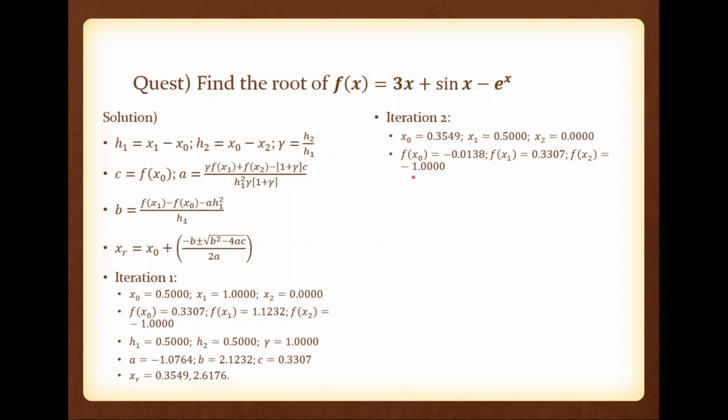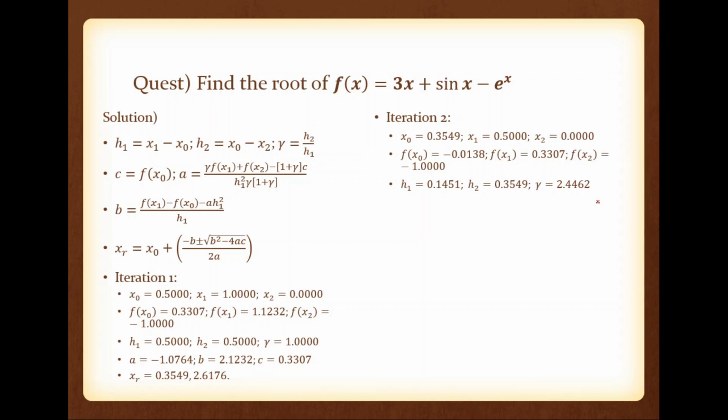Now what do you have to find? The next one is, you have to find h1, h2, then gamma. What is h1? h1 is x1 minus x0. Similarly, what is h2? This is x0 minus x2. So here, h1 is equal to 0.1451. Now h2 is equal to 0.3549. So what is gamma? This is h2 divided by h1. So you can see that gamma is equal to 2.4462. So that is gamma.